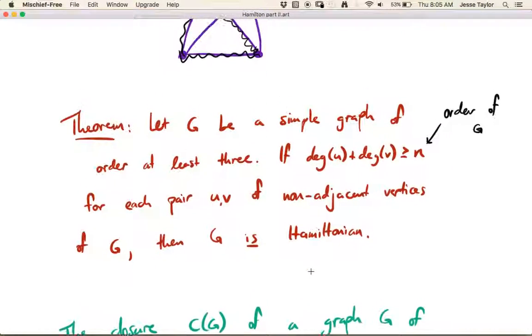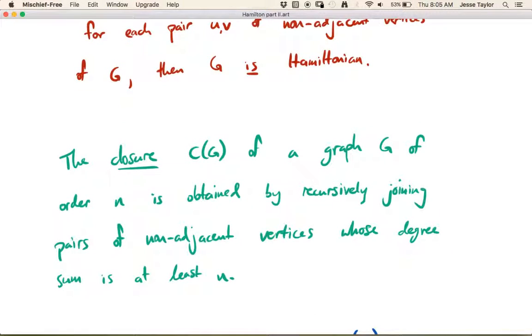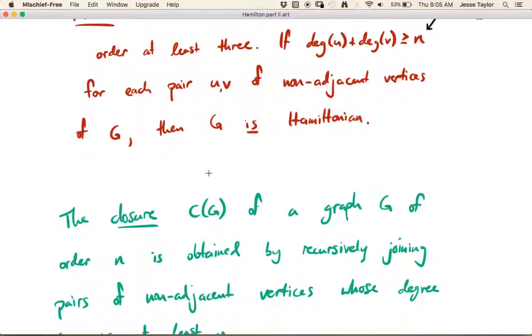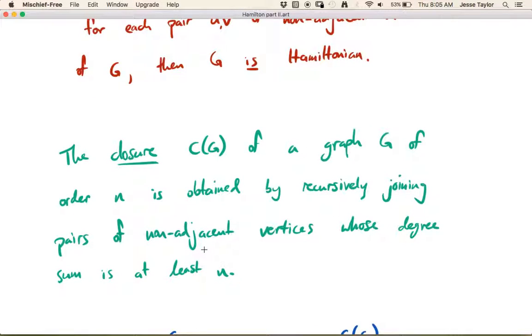So instead of looking at this right away, let's just consider something else that sort of comes from this theorem. And that's the idea of the closure of a graph. Okay, the closure of a graph, which we denote with a C of G, is obtained by adding edges to non-adjacent vertices that meet this criteria up here in red. So if the degree of U plus the degree of V is at least the number of vertices in the graph, then we add an edge between them. And we keep doing that, and that process gives us the closure of the graph. Right, so officially, obtained by recursively joining pairs of non-adjacent vertices whose degree sum is at least n.